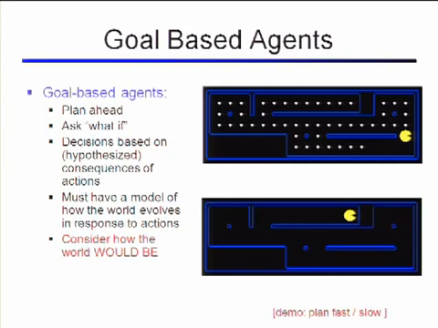Okay, so you need to have a model of how the world evolves, and you need to consider how the world would be. This lecture is about how to do that, right? So let's see two cases of that same board where the reflex agent failed. Here is another one. This is going to be the same board. The goal here is to eat all of the dots.